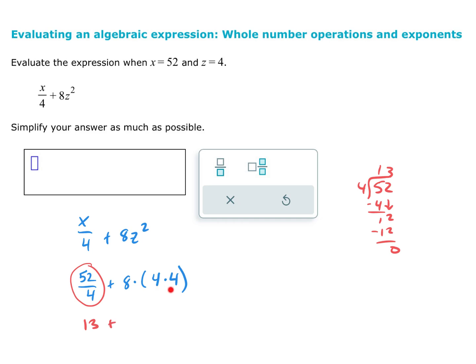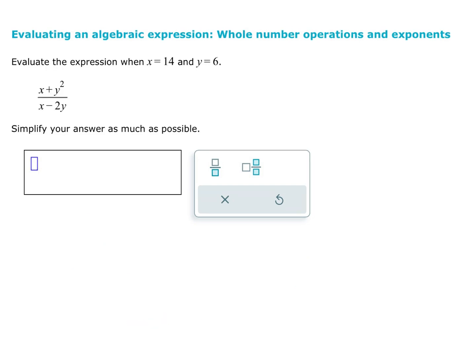And we didn't really need this parentheses right here. I was just marking that off to show you that that was the z squared part. Since it's all multiplication, it doesn't really matter what order we do it. 8 times 4 is 32. And then we need to do 32 times 4. So that is 128. Now lastly, we need to add 128 plus 13. And that's 141.